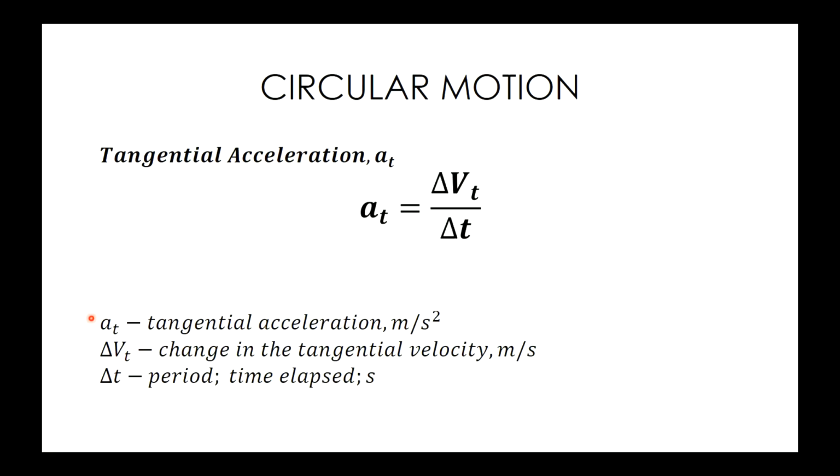Okay, so these are the variables. A sub t will be the tangential acceleration. Its unit is meter per second squared or feet per second squared. And then we have the change in the tangential velocity. Unit is meters per second. And we have the period or the time elapsed, unit of time, which is second.